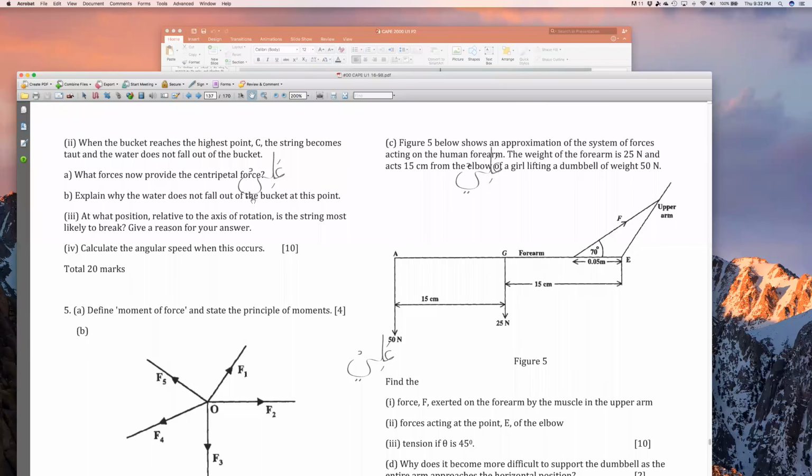Explain why the water does not fall out of the bucket at this point. And we had some little discussion on that. The water does not fall out because at the top, the water and the bucket are accelerating down at the same rate. So the water cannot fall out and leave the bucket behind. They're both accelerating downwards at the same rate, which is greater than gravity will allow. Just type that abbreviated form.